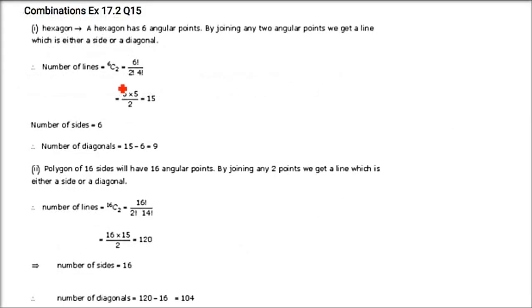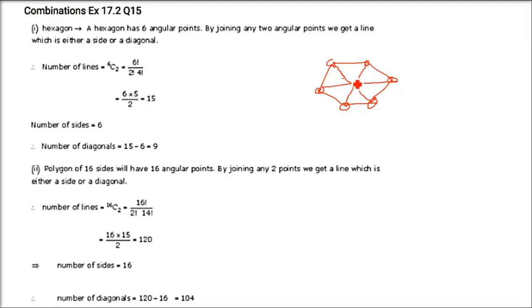Find the number of diagonals of a hexagon. Hexagon means 6 sides. So how many diagonals are there? See, you don't have to worry about anything. There are 6 points in all. So you have to see how many lines can be drawn through these 6 points. This is one of the diagonals, okay? This is one of the diagonals. So how many diagonals can be formed?